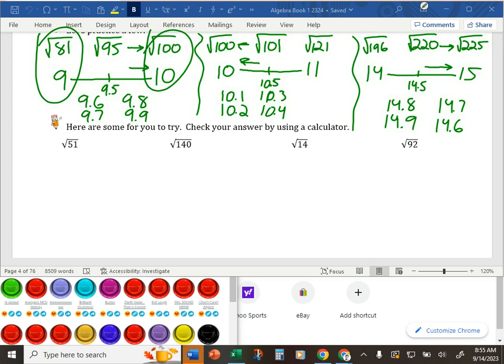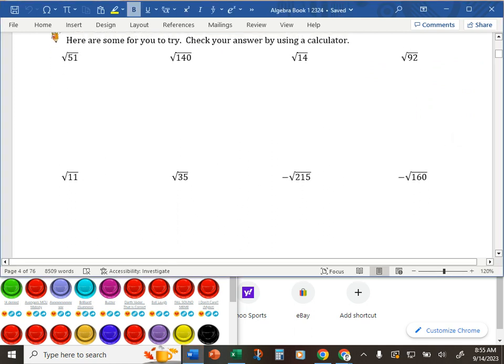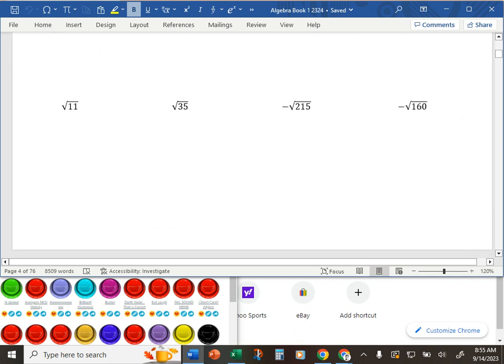As you flip through the assignment, you've got 8 of them here. Does this negative sign out in front change anything? No. Not really. It just means that your answer is going to be a negative, right?